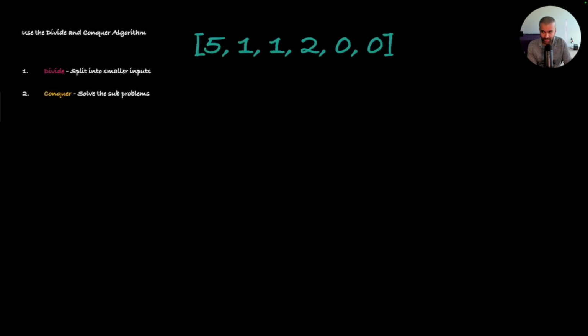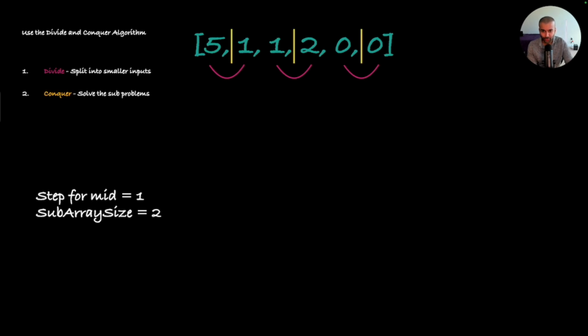So how does this actually work? This is not too different from its recursive counterpart. We're still going to do divide and conquer. How we're going to do this is we're going to start bottom up. We do that by starting with a subarray of size 2. We're going to split this input into multiple subarrays of size 2. And we have a step from mid, which we are going to use to further split these subarrays of size 2 into their left and right parts.